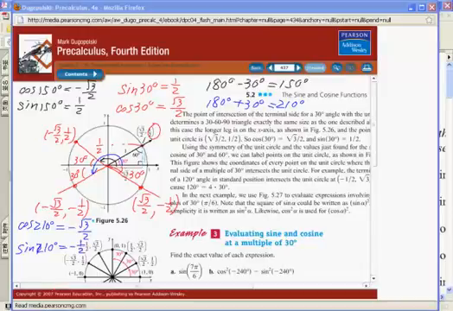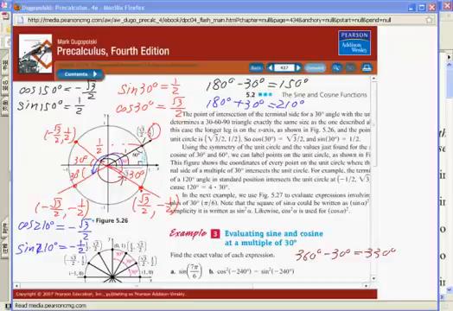Now, the last one. This angle. What is the degree measure of this angle? 330, right? Actually, the full angle of a circle is 360 degrees. Then you subtract the 30 degrees from the 360. You get the 330 degrees, right?